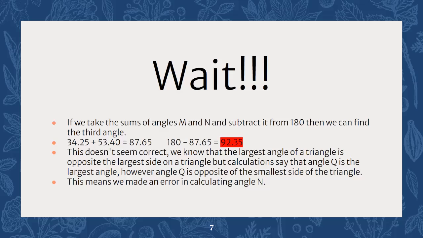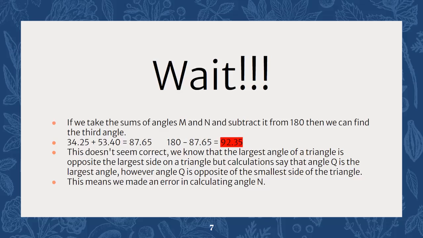But wait a second. If we take the sum of angles M and N and subtract it from 180, then we can find the third angle. 34.25, which is the first angle we found, plus 53.40, the second angle, equals 87.65. And we just have to subtract that sum of the first two angles from 180. We end up getting 92.35, but that does not seem correct at all.